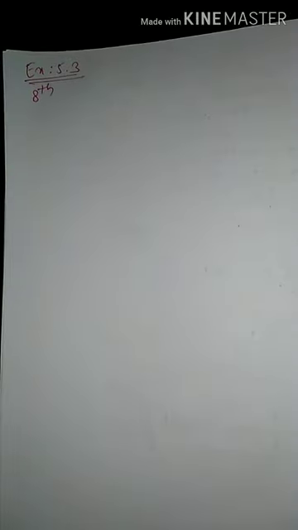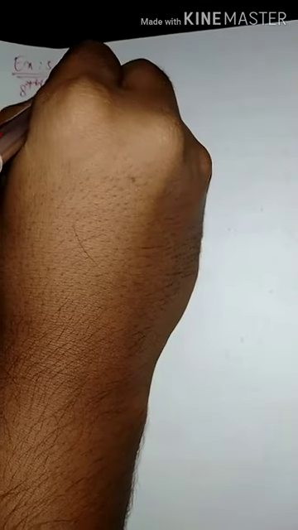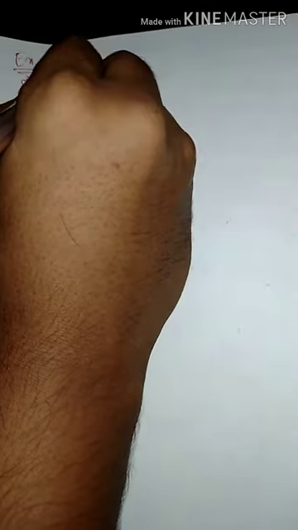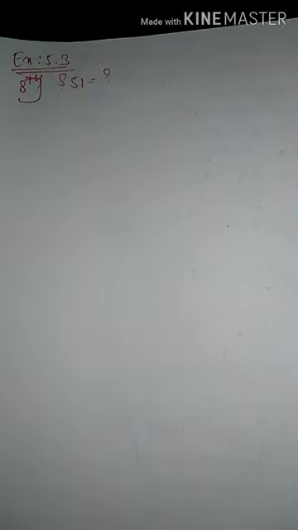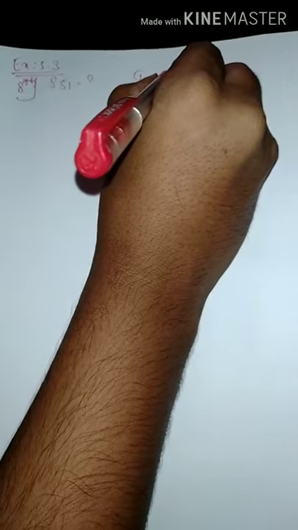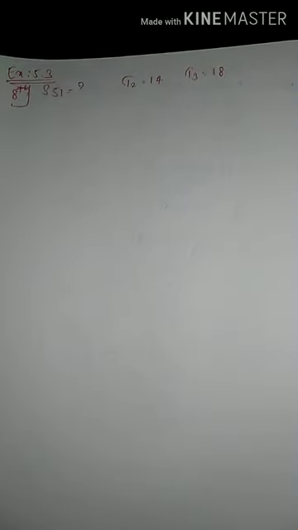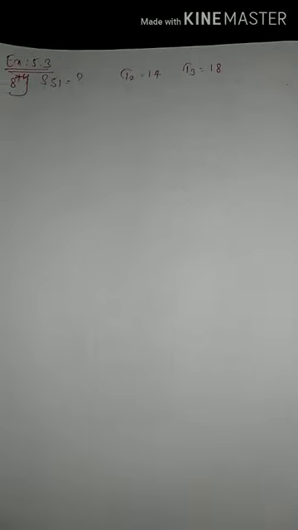And next, exercise number 5.3, the 8th problem. Find the sum of first 51 terms of an AP, that is S51 is equal to how much, whose second and third terms are 14 and 18 respectively. So once again I will repeat the question. Find the sum of first 51 terms of an AP whose second and third terms are 14 and 18 respectively.